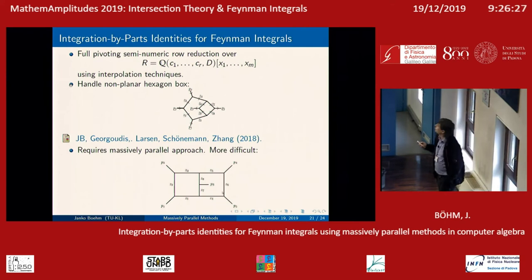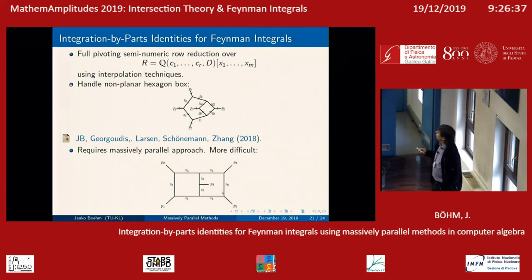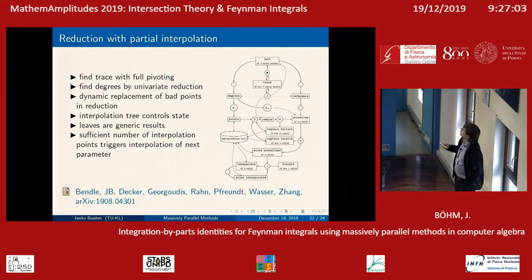But of course, what you see is you need massively parallel methods. And for this computation, we did it more or less by hand on the cluster. For this non-planar double pentagon, we then used this GPI-Space approach, which makes life much easier and speeds up matters very much. So just to give you an idea how this corresponding Petri net executed by GPI-Space using Singular looks like, this is basically the reduction and interpolation step.